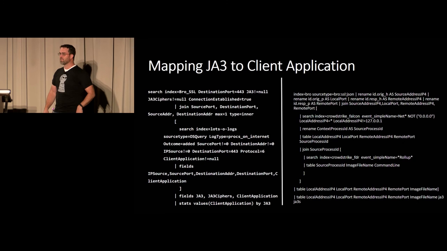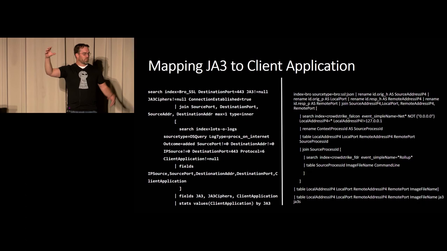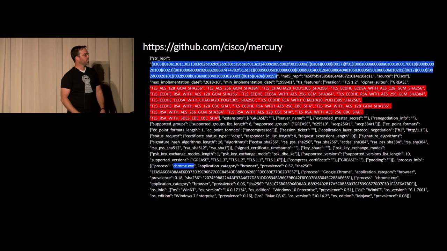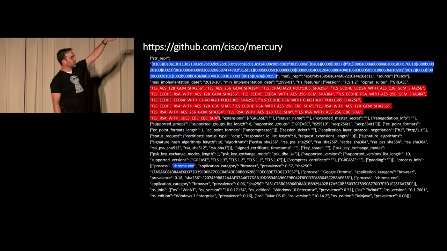Now, if you try and do this in a SIEM, you're going to have some really complex data sets. You have to do searches within searches, and then combine those together based on process ID and network connections. And it gets really hard. My Splunk servers catch fire. My Splunk admin gets mad at me. This one right here, this is Cisco Mercury. They have a different fingerprint, but they show all the cipher suites and everything in there.